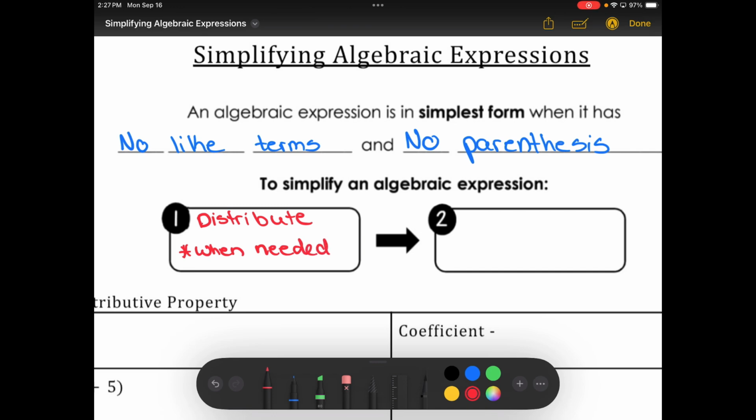Because as we get further into solving equations and simplifying expressions, you're not always going to need to use the distributive property. Sometimes you'll need it, sometimes you won't. So when needed. And step 2 is combine like terms. Now, we are going to talk about each step individually. We're going to first talk about distributing. What do you do when you need to distribute?